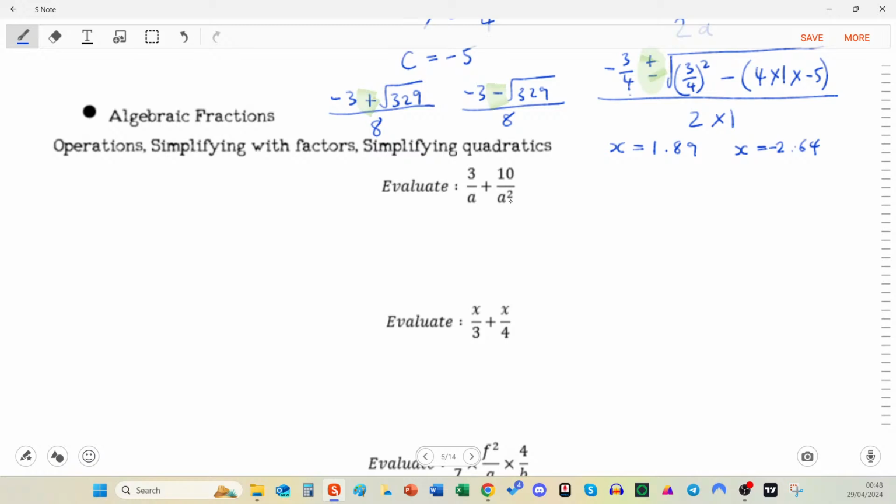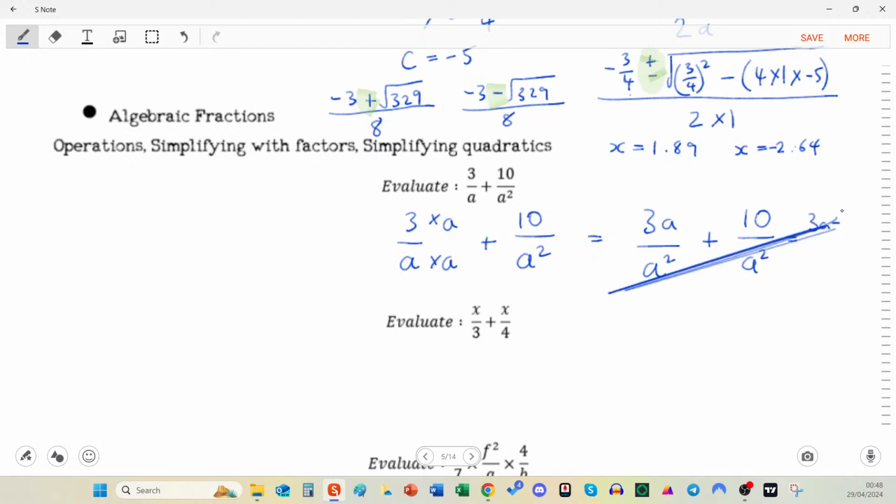Let's do a few more. The common denominator here, I'm going to call it a squared. Okay, that's what I'm aiming to get. So I'm going to multiply. Let's write it out again. I'm going to multiply this side by a on the top and the bottom. And hopefully you can see that's going to give me something that matches on the denominator. You can only add things if they have matching denominators. So 3a plus 10, holy moly. Let's move that across to the side.